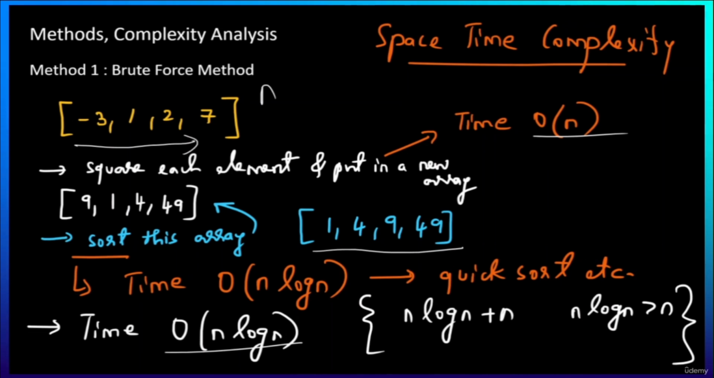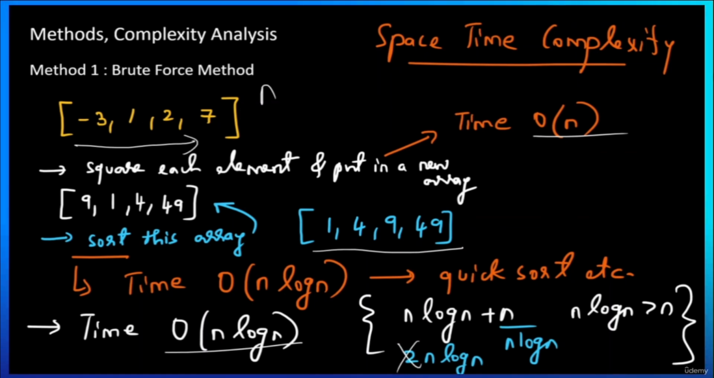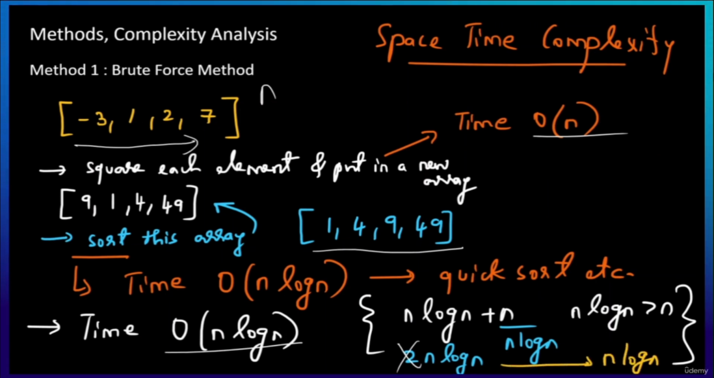Now if n log n is greater than n, you can either just remove this and you're just left with n log n, or you can think of it in this way. Instead of n, let's replace it with n log n. So when we add these two, we get 2 n log n, and then this is a constant, so we can remove the constant, and again we are getting n log n. So the time complexity of the brute force method is n log n.